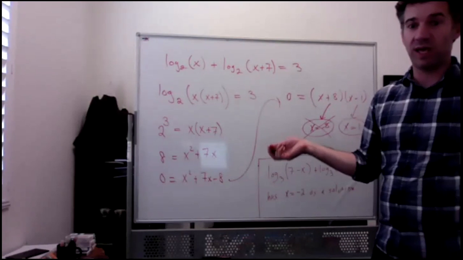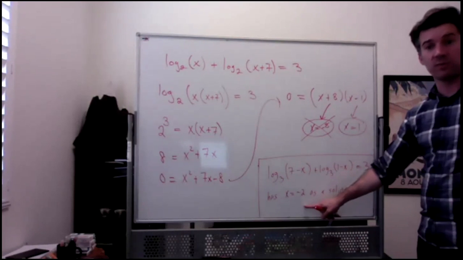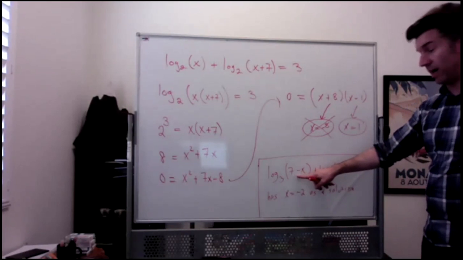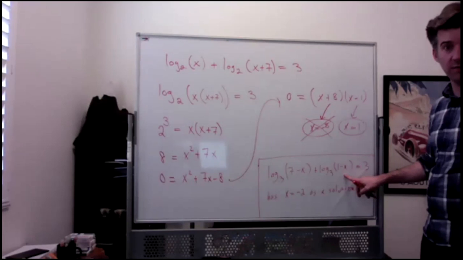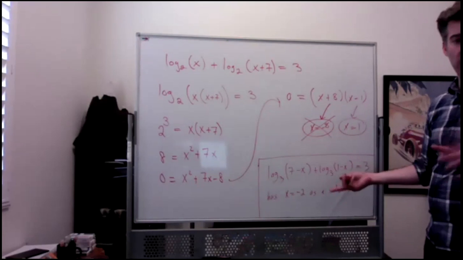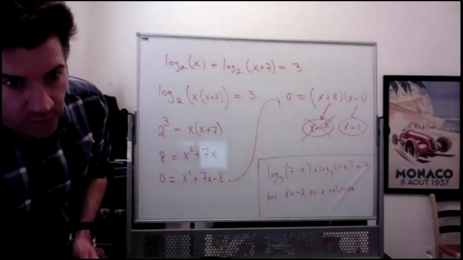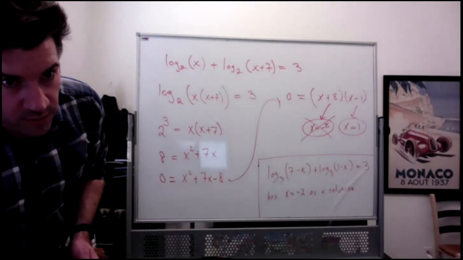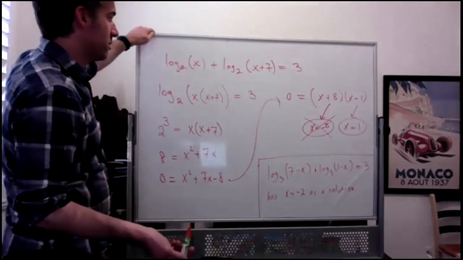emphasize here. It's okay if x is negative, it's just that the argument can't be negative. So -2 is perfectly fine here because 7 minus -2 is positive and 1 minus -2 is also positive. So you should do this problem on your own when you have a chance. It's a good problem. Okay, moving on to some other things we can do with logarithms.